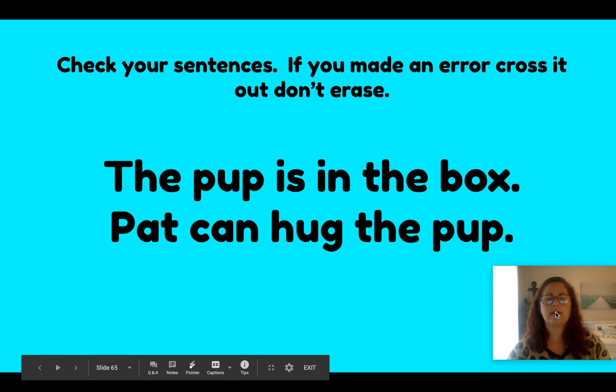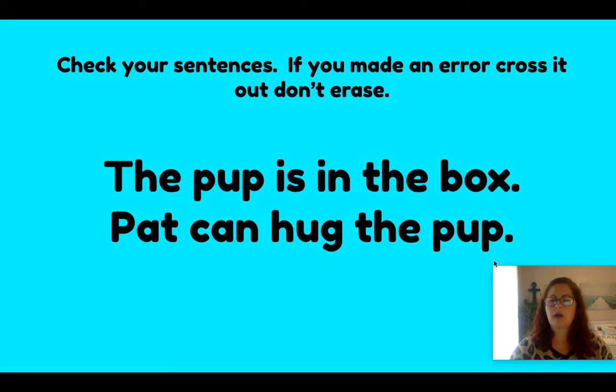You should have had, the pup is in the box. You should have had a period at the end and a capital T at the beginning, and the correct spellings. Second one, Pat can hug the pup. Capital P, period at the end, and then the correct spellings for the words.